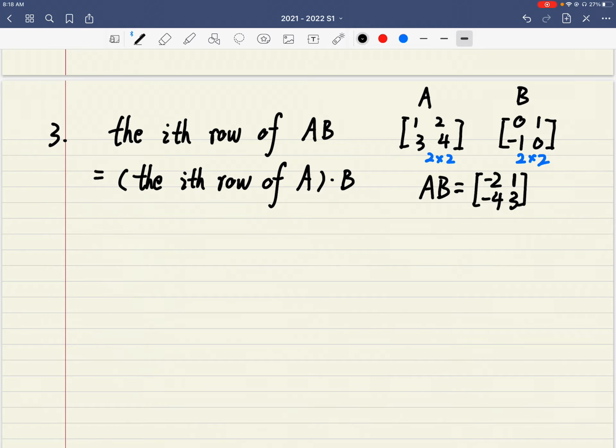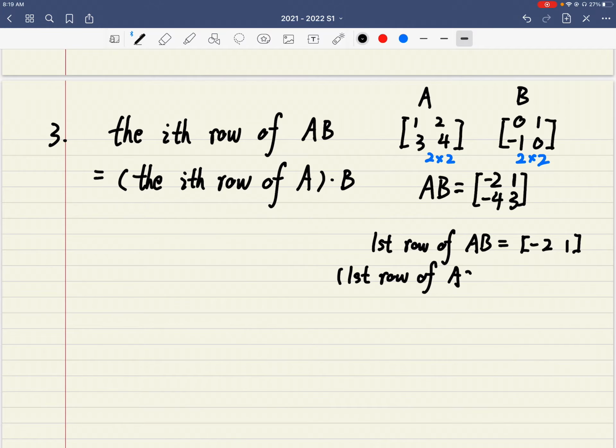So let's see what this means. The ith row of A times B. For example, the first row of A times B, which is -2, 1, is equal to the ith row of A times B. So the first row of A times B. So what is the first row of A? This is the first row of A times B.